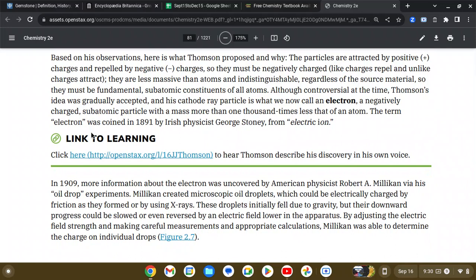Although controversial at the time, Thomson's idea was gradually accepted, and his cathode ray particle is what we now call an electron, a negatively charged subatomic particle with a mass more than 1,000 times less than that of an atom. The term electron was coined in 1891 by Irish physicist George Stoney from electric ion.